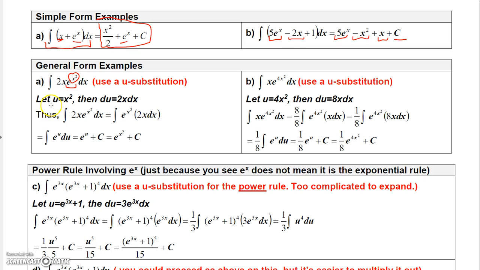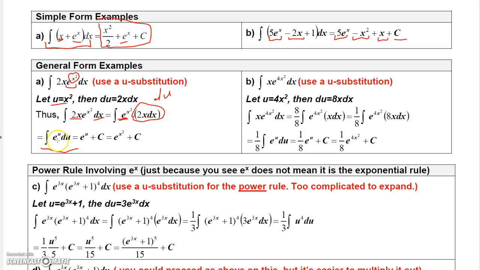Let's let u be x squared. Then remember du is just the derivative of x squared times dx, so that would be 2x dx. Now if you go back to this problem, the 2x and the dx together form the du. This portion right here, I rearranged it for you so you could see it, is actually du. And we already knew this was e to the u, so this integral can be written in the form of e to the u du, where u is x squared.